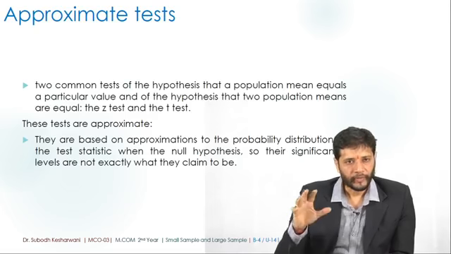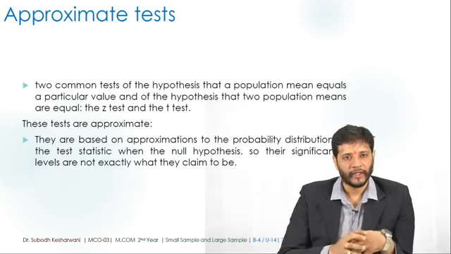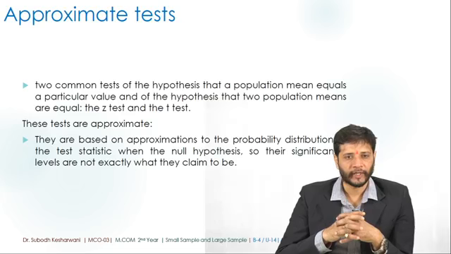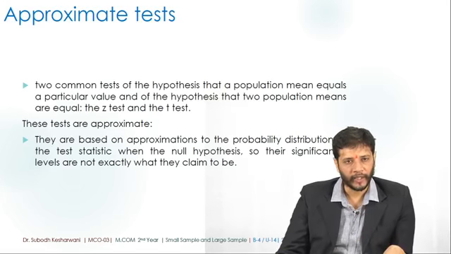So if we throw light on approximation tests, two common tests of the hypothesis that a population mean equals a particular value, and of the hypothesis that two population means are equal, are the Z test and the T test. They are based on approximations to the probability distribution of the test statistics under the null hypothesis, so their significance levels are not exactly what they claim to be.